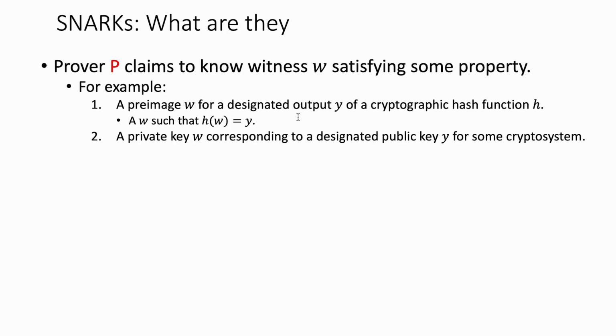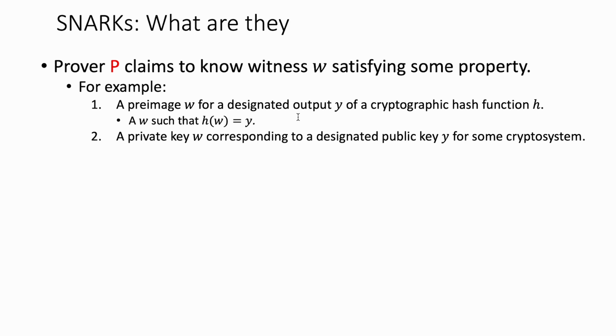Okay, so what is a SNARK? In a SNARK, some untrusted prover claims to know some witness satisfying some property. A couple of examples that come up a lot in cryptography: the prover might claim to know a pre-image W of some designated output of a hash function. Here the witness would be a W such that h(W) equals y, where the prover and verifier have agreed in advance on the hash function h and the output y.